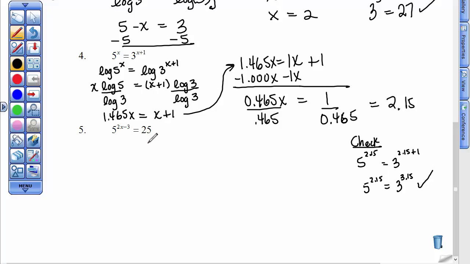I want to show you a trick. You see this 25? It could be thought of as 5 squared because this is a base of 5. So if I could get these both with bases of 5s, then their exponents have to be equal. So the 2x minus 3 has to equal the 2 on the right side, and I'll add 3 to both sides, and I'll have 2x equals 5. And then finally I'll divide by 2, and I get an answer of 5/2, or 2.5.